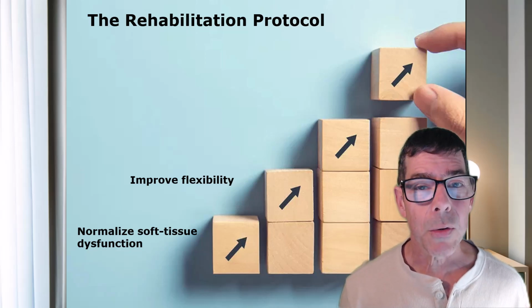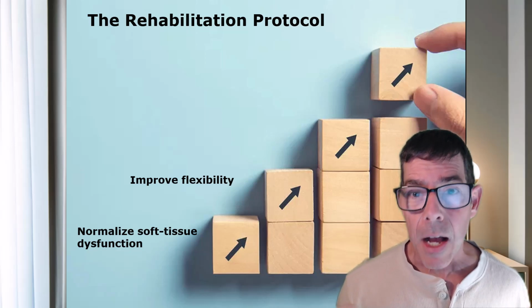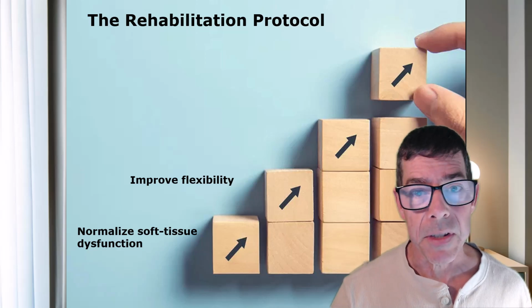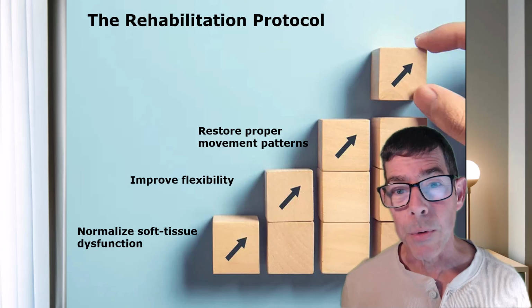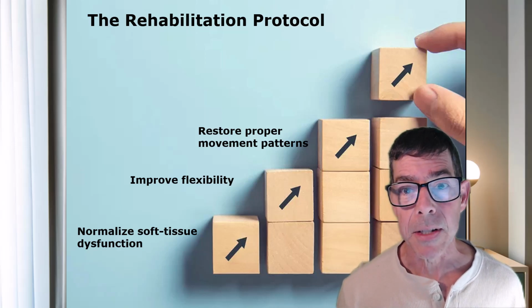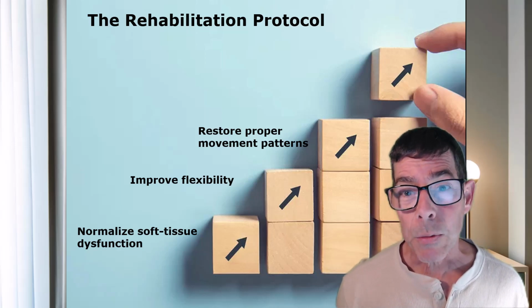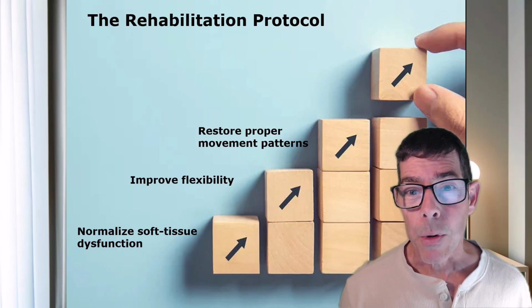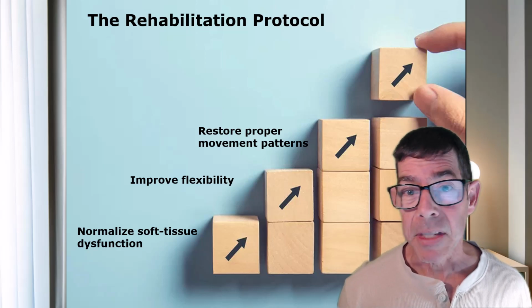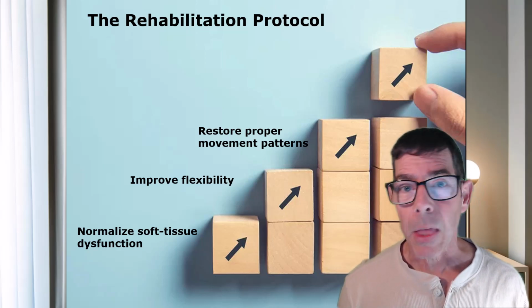But as a general guideline, we want to see us moving progressively through these different stages in this order. Now, the third stage is what we call restoring proper movement patterns. This means that once we've reestablished that flexibility and gotten the tissue dysfunction addressed, we want to also deal with the things that may be perpetuating this problem, like dysfunctional movement patterns, ergonomic changes.